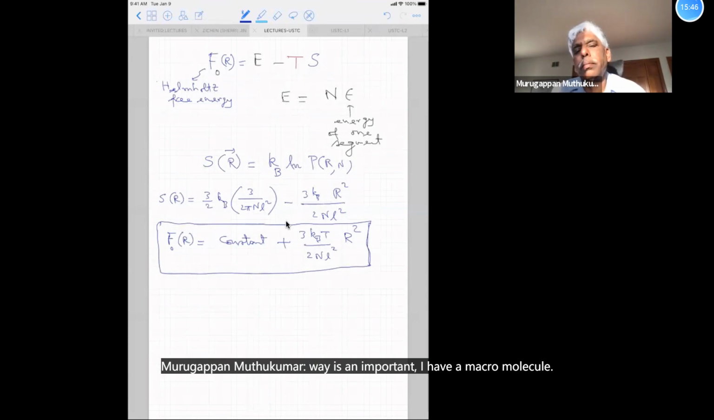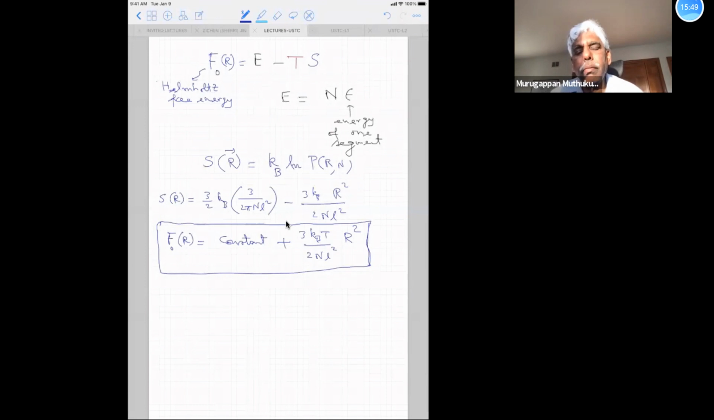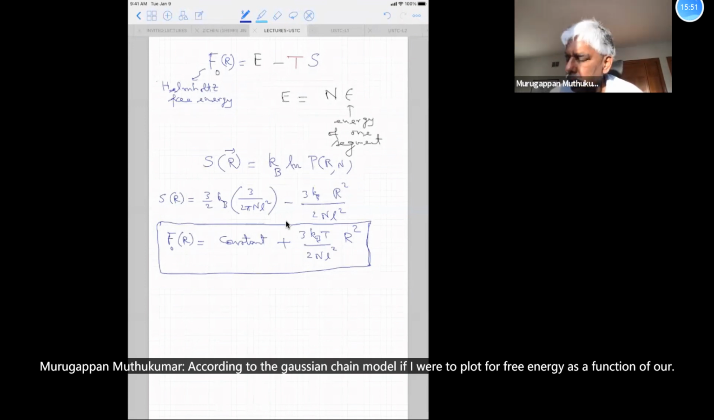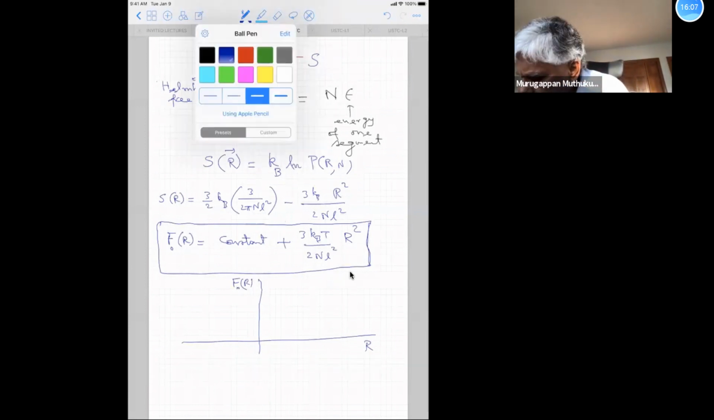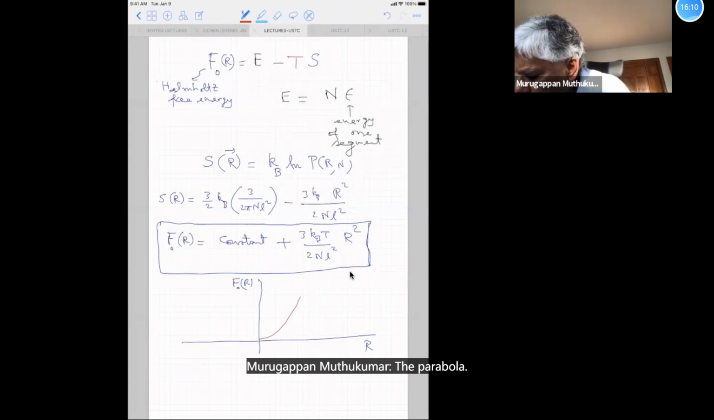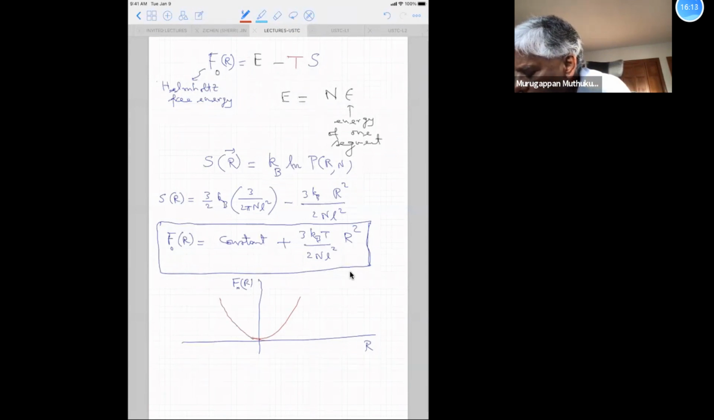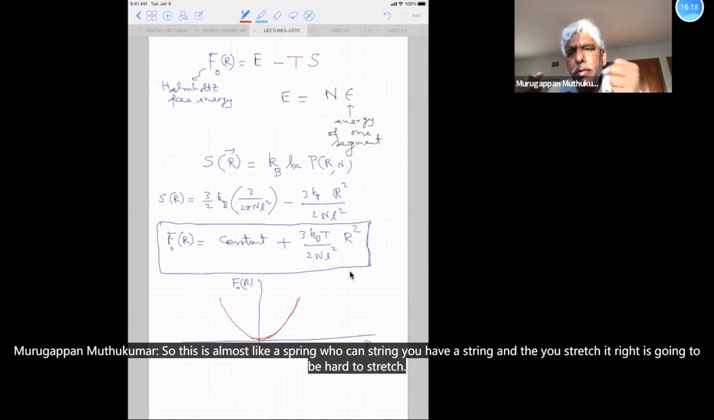Why is it important? I have a macromolecule. According to this Gaussian chain model, if I were to plot the free energy as a function of R, it is Hookean. It's quadratic in R. So it goes like this. It's a parabola. So this is almost like a spring, a Hookean spring. You have a spring and you stretch it.